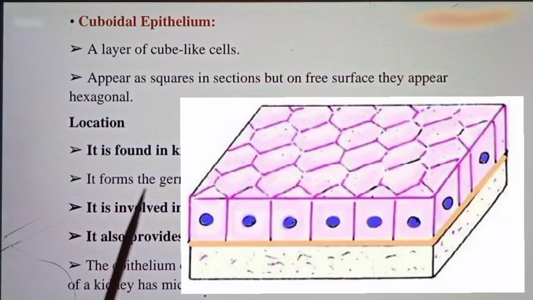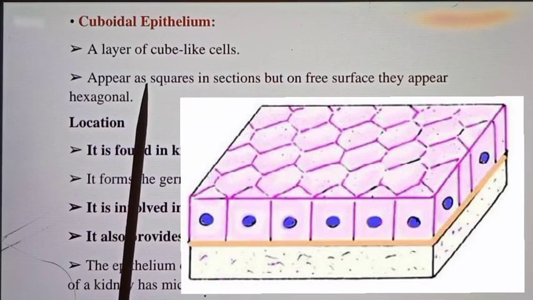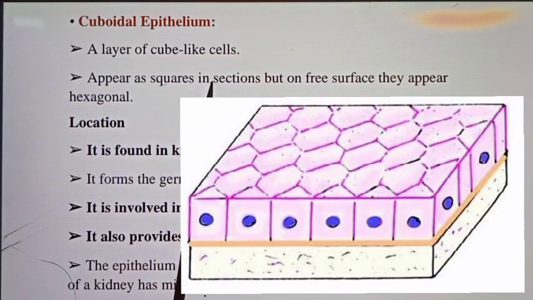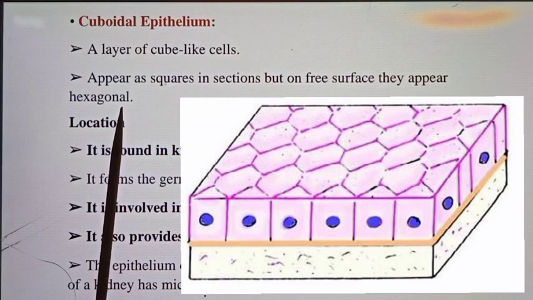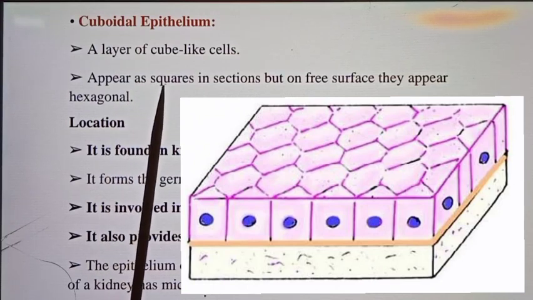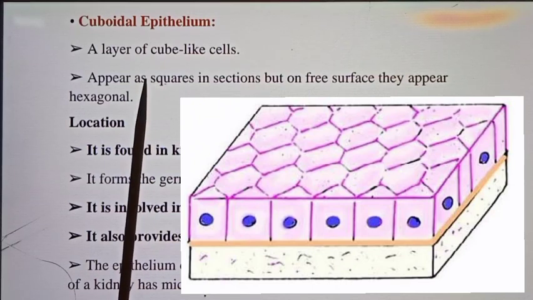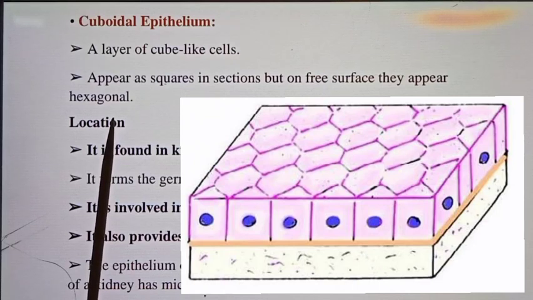Cuboidal epithelium is a layer of cube cells. You can see in the picture the cube cells appear as a square in section, but on the free surface they appear hexagonal. Hexagonal to avoid the intercellular space, but inside they appear like a square. From the top, or from the free surface, they appear hexagonal to avoid the intercellular space.